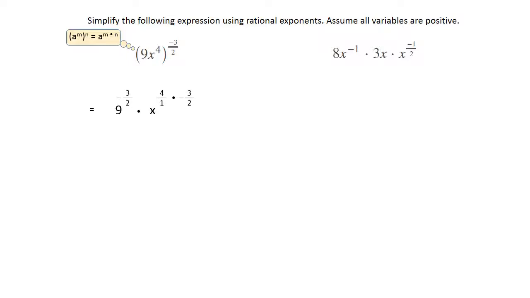Then we're going to deal with the 9 first, so we're going to think about that in terms of it being raised to a negative power, and when something's raised to a negative power, I need to put a 1 over it and raise it to the positive, so that's going to be 1 over 9 to the 3/2. Now let's look back at the x. We want to multiply the fractions, and looking at the diagonals, I see that the 4 and the 2 can be reduced to 2/1, and then all I have to do is multiply the 2 times the negative 3. So that gives me an x to the negative 6 power.